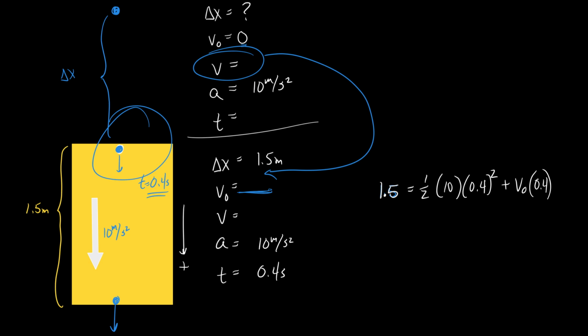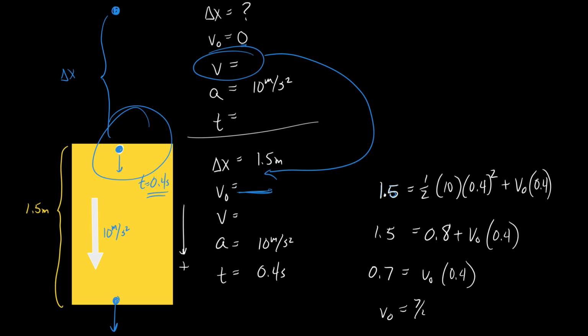Should be able to use this to figure out what the initial velocity is. 0.4 squared is 0.16, times 10 is 1.6. Half of 1.6 is 0.8. So 0.8 plus v naught times 0.4 equals 1.5. Let's subtract the 0.8 from both sides and get 0.7 equals v naught times 0.4. So v naught's got to be 7/4.